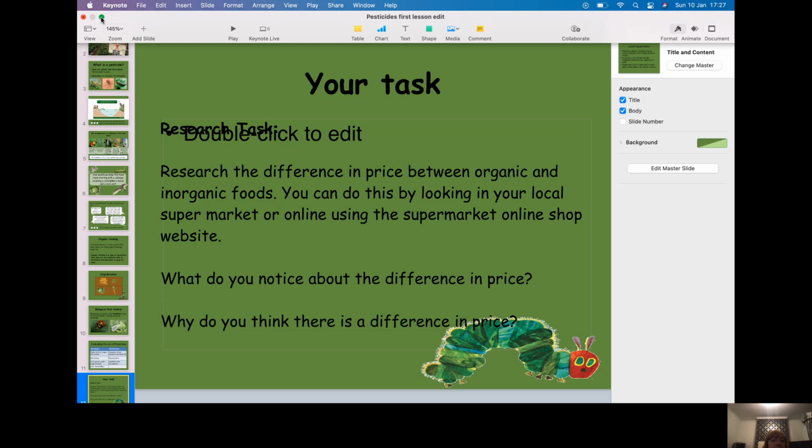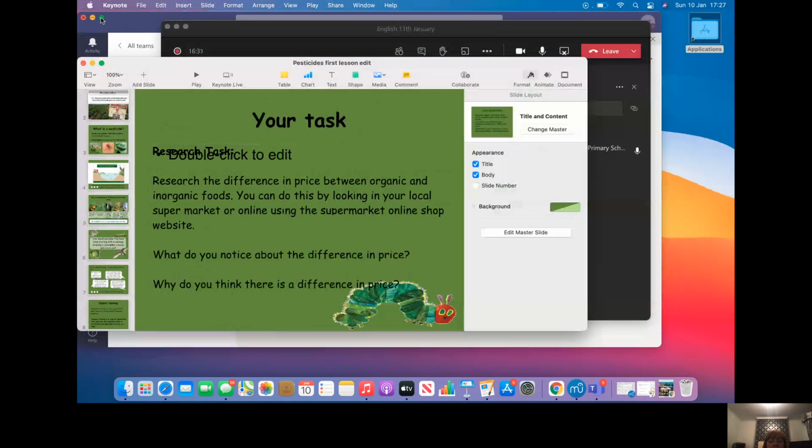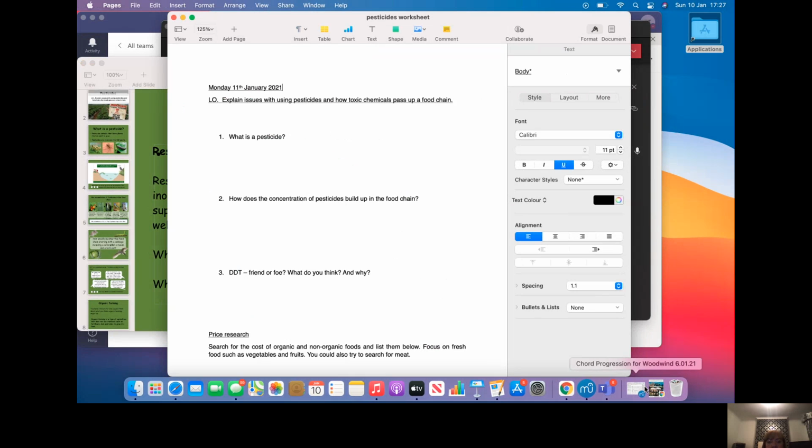Attached to the assignment as well, I have this worksheet. If you can't download this worksheet, if you can't write on the worksheet, don't worry about it. Just write the questions and write it on a piece of paper. You can take a picture and send me the picture. You can email it to me, or you can just do it on paper and bring it when we're back in school, which is hopefully very soon.